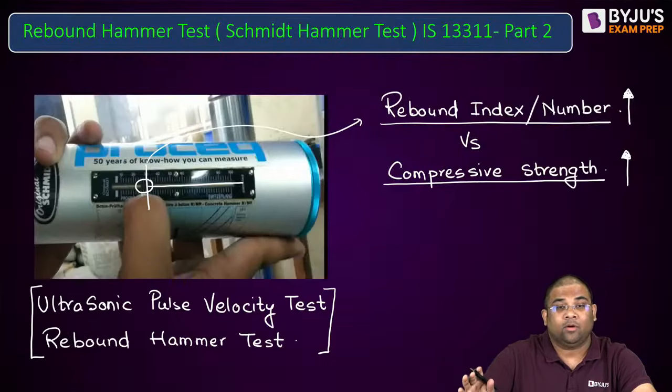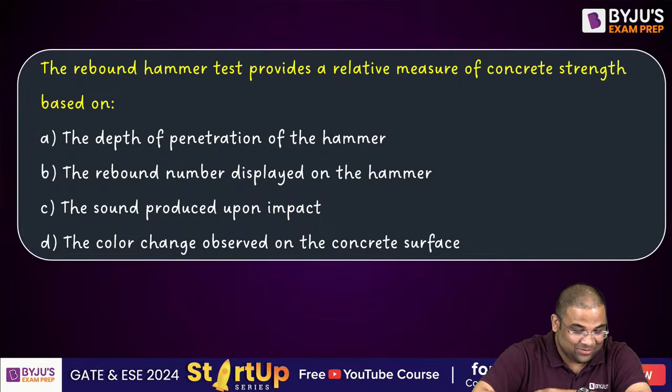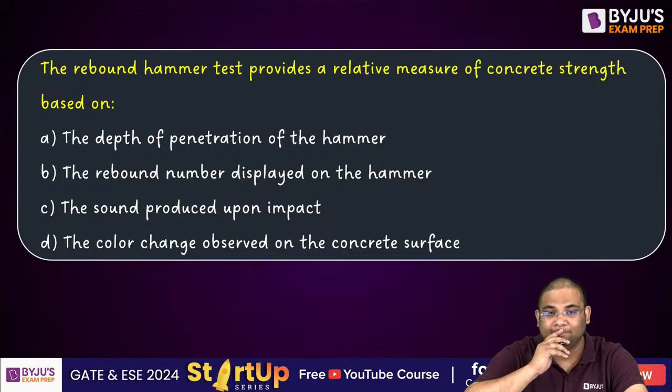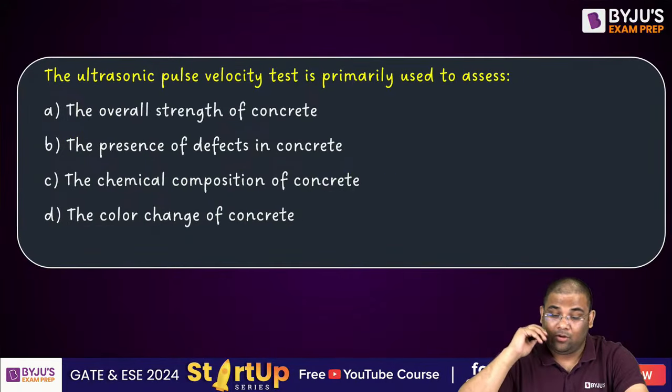So let us solve some objective questions. So first question is this. Answer this very easy question. What is the answer to this? Yeah, the answer is rebound number displayed on the hammer. The rebound number which is displayed on the hammer, that leads to what? The compressive strength.